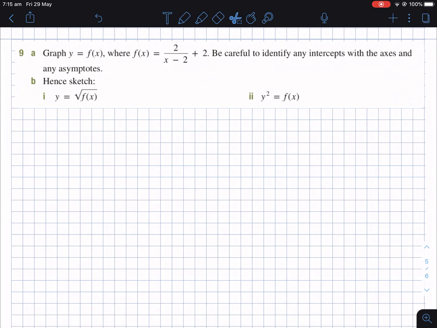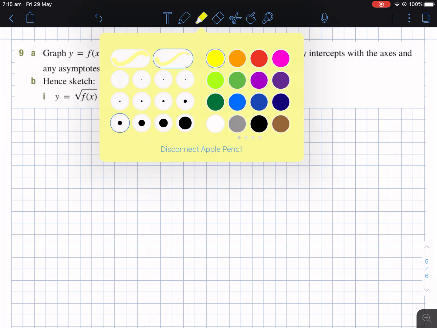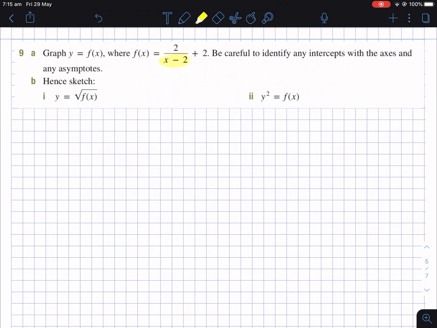Alright, so we're graphing f of x equals 2 over x take 2, plus 2. So you can probably see straight away that we're going to have a horizontal asymptote at positive 2, because 2 take 2 is 0. And we're going to have a vertical asymptote at positive 2, and a horizontal asymptote at positive 2, because this whole thing never comes out as 0, so we're never going to get exactly 2.